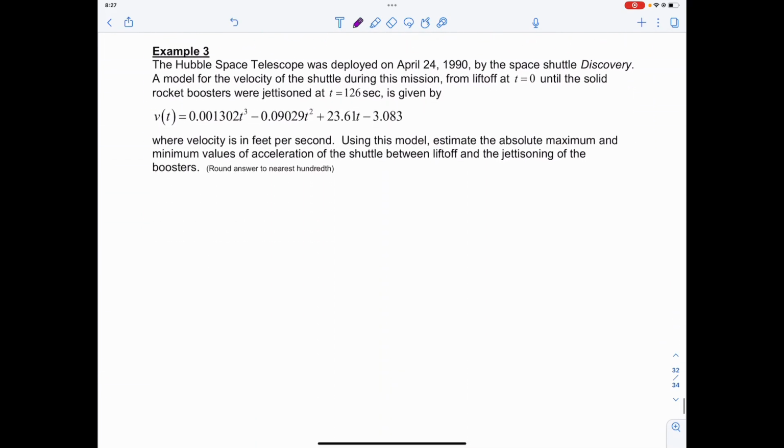All right, last one for this unit. The Hubble Space Telescope was deployed on April 24th, 1990 by the Space Shuttle Discovery. A model for the velocity of the shuttle during this mission from liftoff at t equals 0 until the solid rocket boosters were jettisoned at t equals 126 seconds is given by this formula, where velocity is in feet per second.